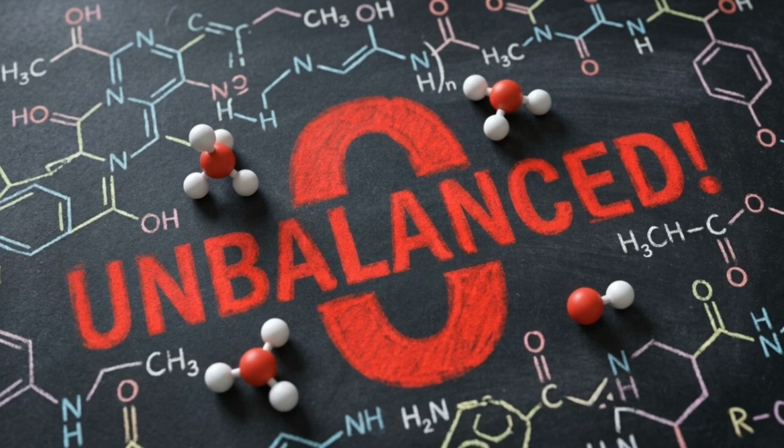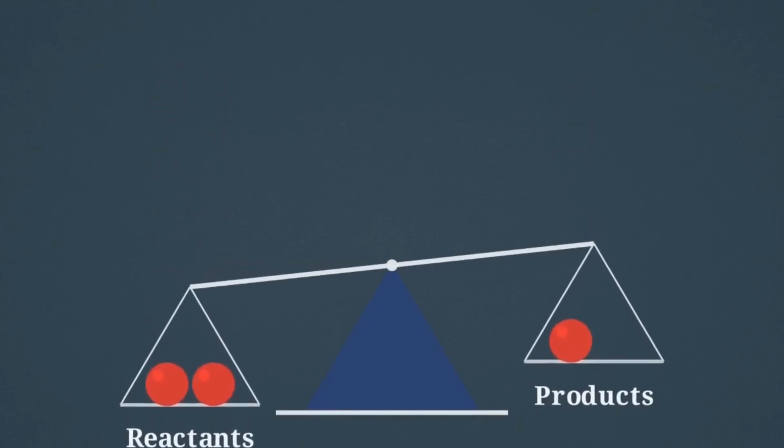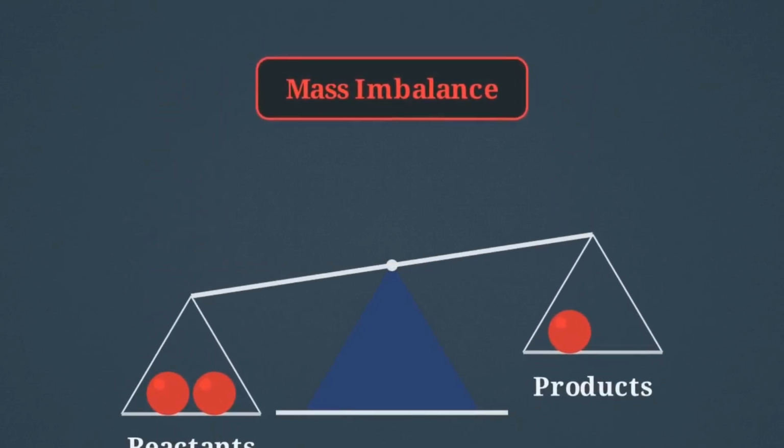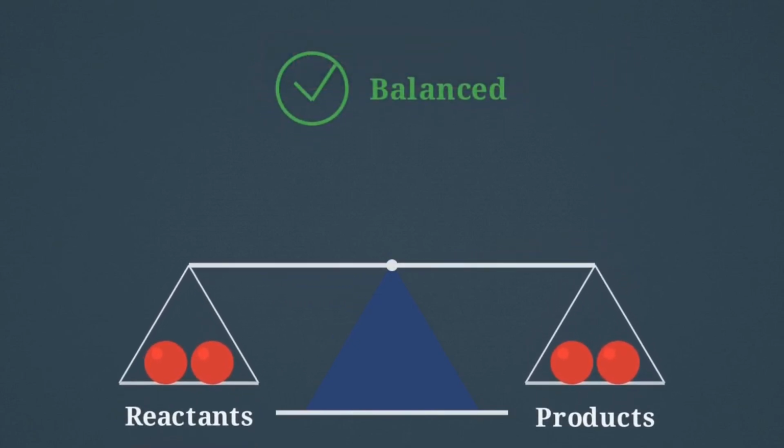On your board exam, a single unbalanced equation results in 0 marks for the entire question, regardless of whether your formulas are correct. This scale illustrates the law of conservation of mass. Atoms cannot be created or destroyed during a reaction. This means the number of atoms on the reactant side must perfectly equal the number of atoms on the product side. Consider the burning of magnesium.